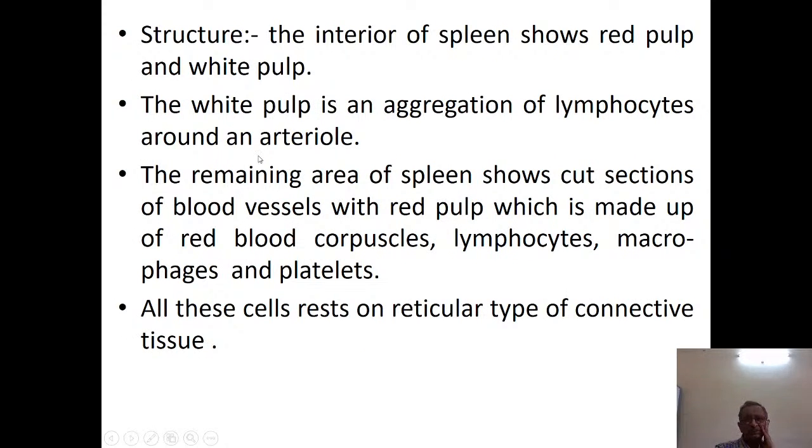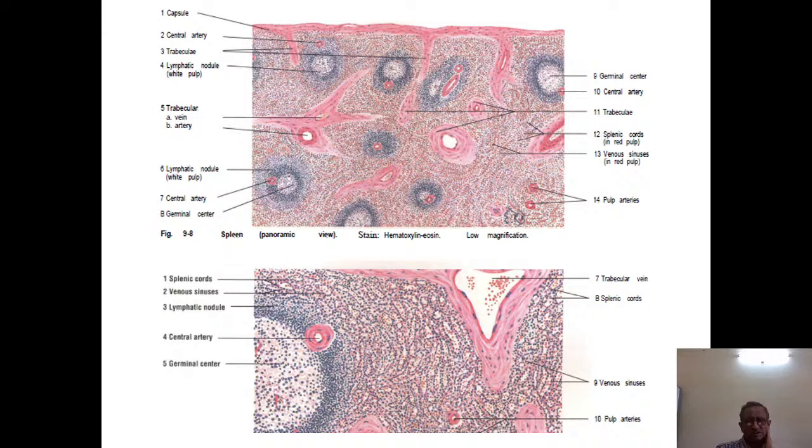The interior of the spleen shows red pulp and white pulp. The white pulp is an aggregation of lymphocytes around an arteriole. The remaining area of the spleen shows cut sections of blood vessels with red pulp, which is made up of red blood corpuscles, lymphocytes and macrophages. All these cells rest on reticular connective tissue. So here we are showing the white pulp and the red pulp.